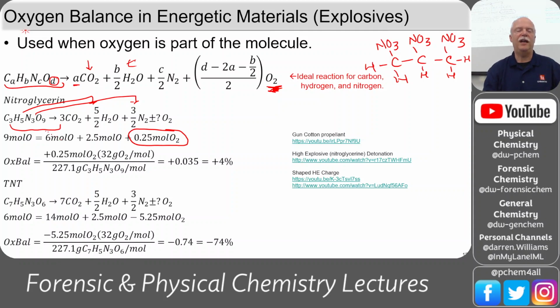Now, if you look at this equation, and every year I look at it and I go, that doesn't add up, right? It's 9 moles of oxygen. So 9 minus 6 is 3. 3 minus 2.5 is 0.5. So I have 0.5 moles of oxygen, but this is O2. So that would form 0.25 moles of O2. So it does balance out. The point is for nitroglycerin, we have a positive value of 4%. So we have 4% more oxygen than the perfect amount of oxygen we need. So it's ready to go.